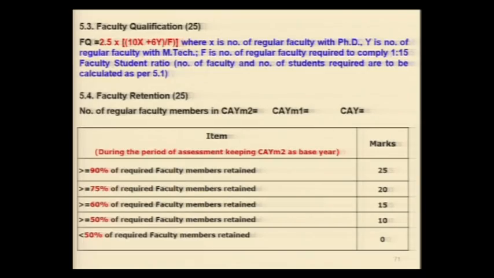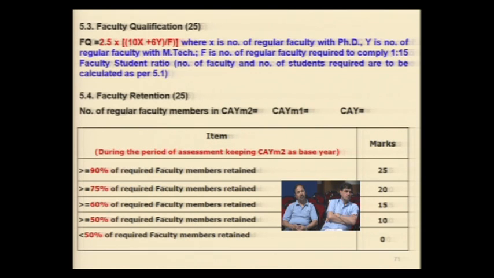Faculty qualification: since AICTE has made MTech the minimum qualification to become a faculty member, there is no weightage for the undergraduate qualification. If you look at (10x plus 6y) by F, F is the total number of faculty as calculated in 5.1 while calculating the teacher-student ratio, with 100% weightage to PhD faculty members and 60% weightage to MTech faculty members. So if a program wants to get 100% marks here, 100% of faculty should have a doctorate qualification, because MTech is 60% weightage and PhD is 100% weightage. If a program has a mixture of these two, then marks will range from 60% of 25 to 100% of 25.